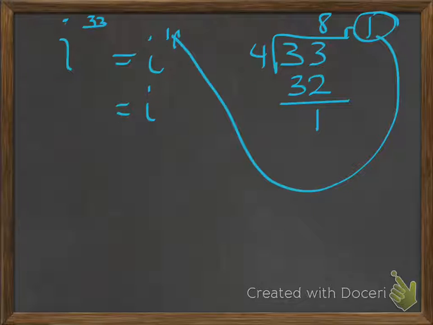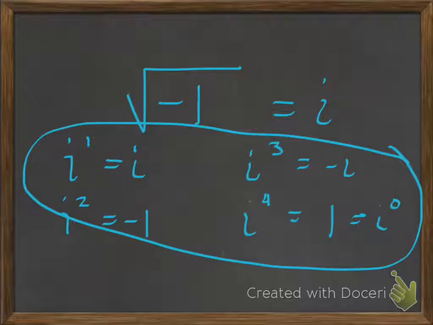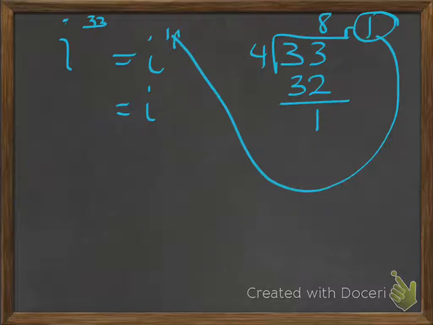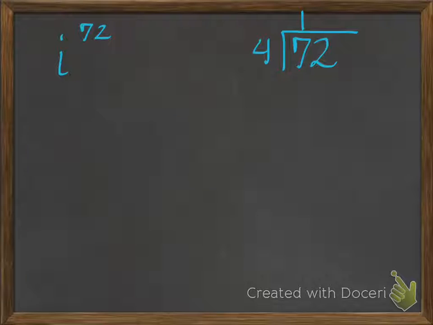Do you always divide it by 4? Always divide it by 4, because it takes 4 before the cycle repeats. So if I have i to the 72nd, I'm going to take that 72 and divide by 4. Why are we always dividing by 4? Because that's how many times it takes before the cycle can repeat. This is an always number.